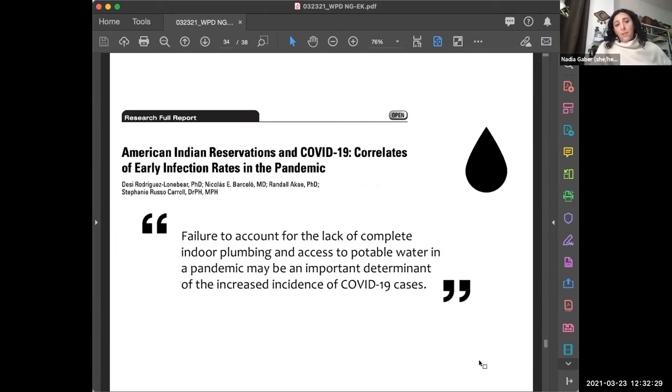So we know from this early study that came out during COVID-19 of infection rates on American Indian reservations in Oklahoma, that the number one correlate of the rate of infection was whether people had access to adequate indoor plumbing. So potable water was a key determinant of health in regards to the pandemic in American Indian reservations in particular, but also we believe in major cities.